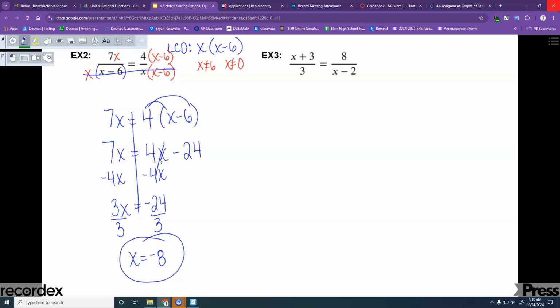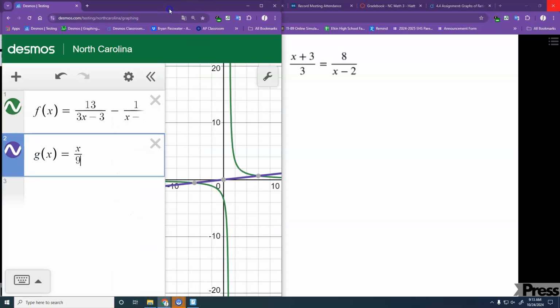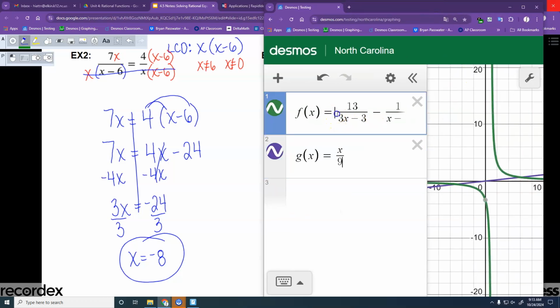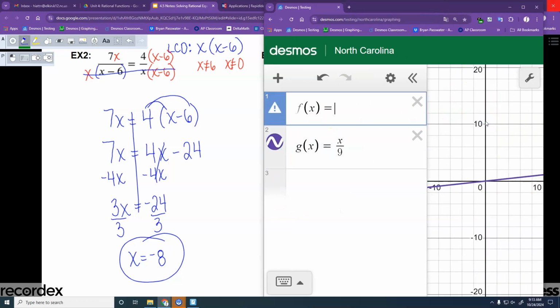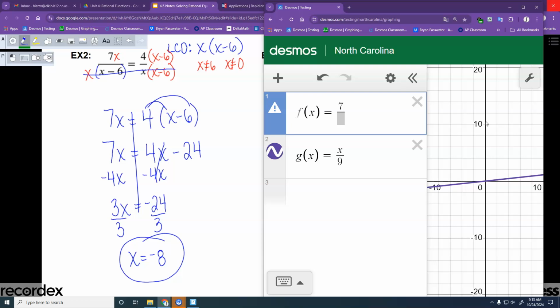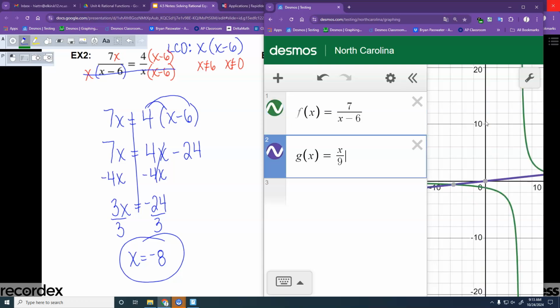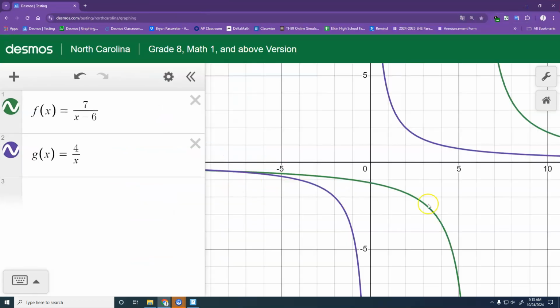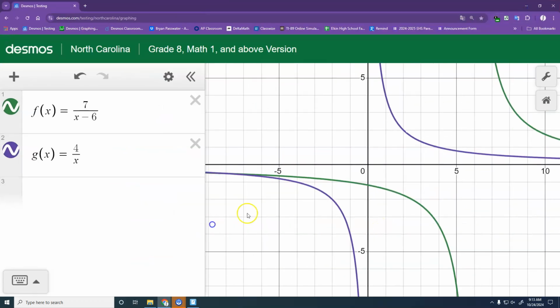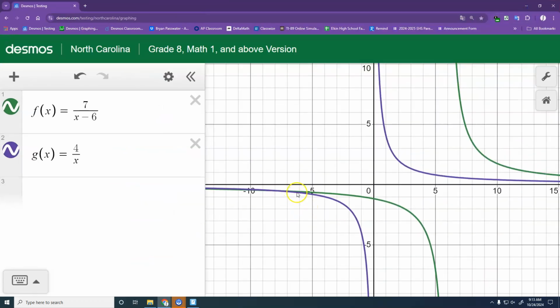Okay, if we want to check it with Desmos, then f of x equals, we type in what's on the left-hand side, 7 over x minus 6. And on the right-hand side, we got 4 over x. We are looking for where they cross. And that happens right here at negative 8.